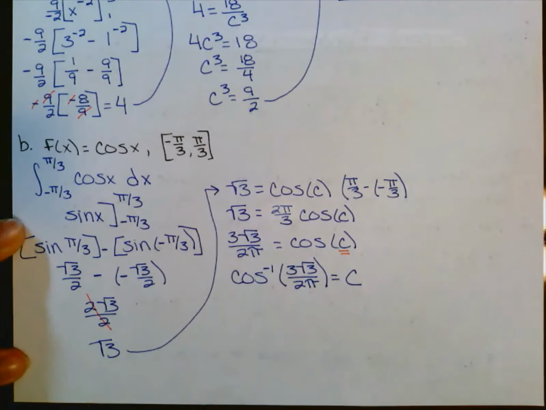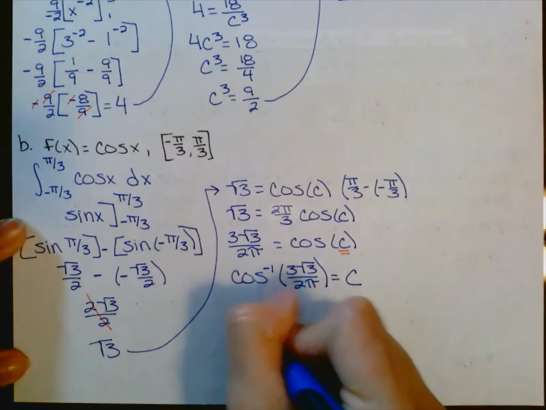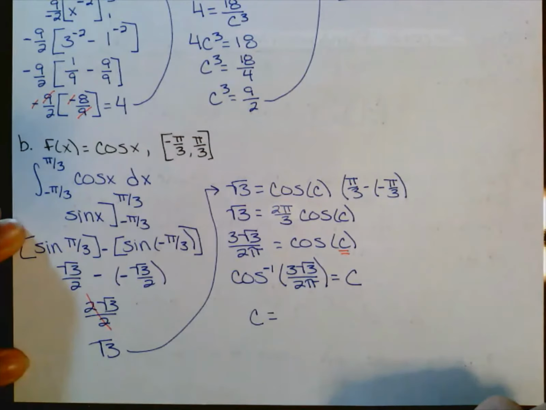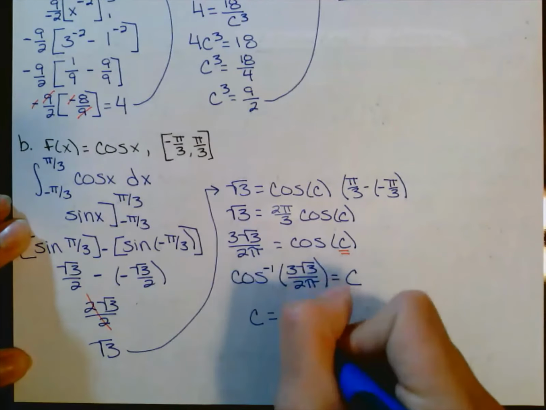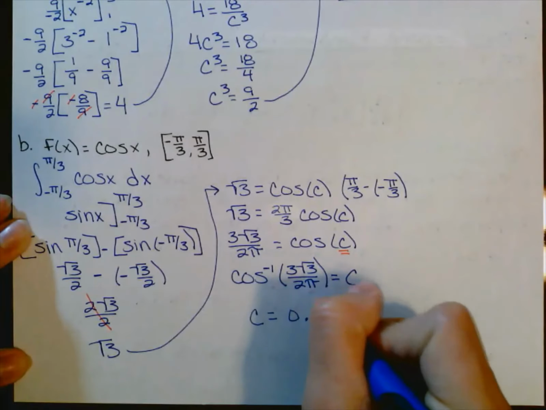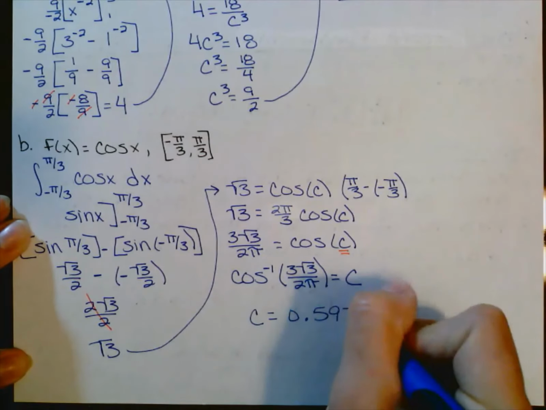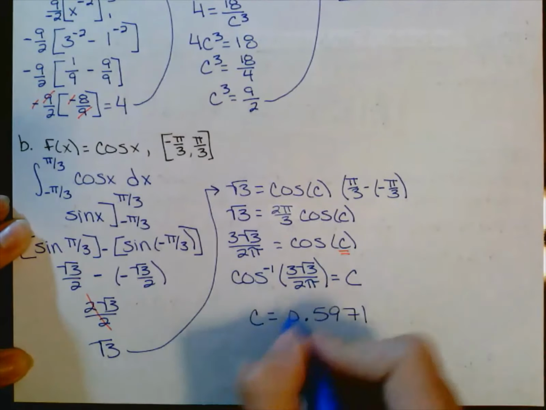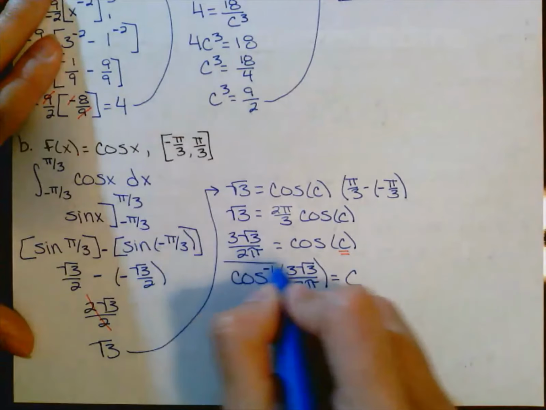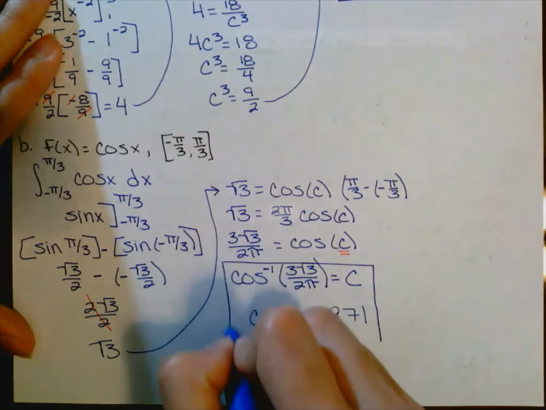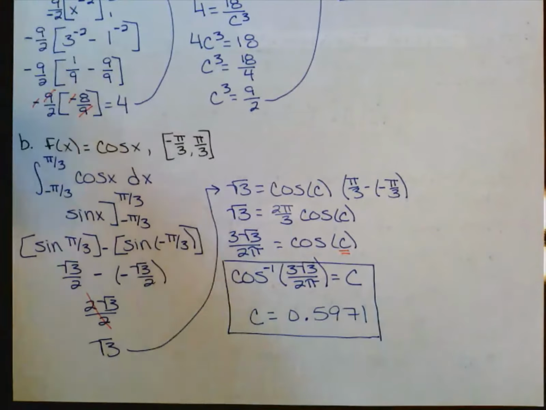In this case, this would probably be a calculator question. You would have to plug that in. Make sure you are in radian mode, and that would give you 0.5971. And you are done with this question.